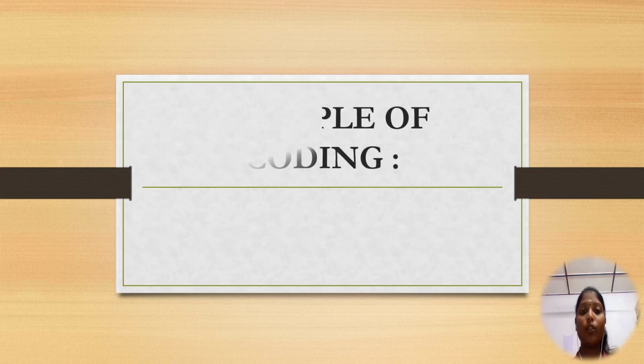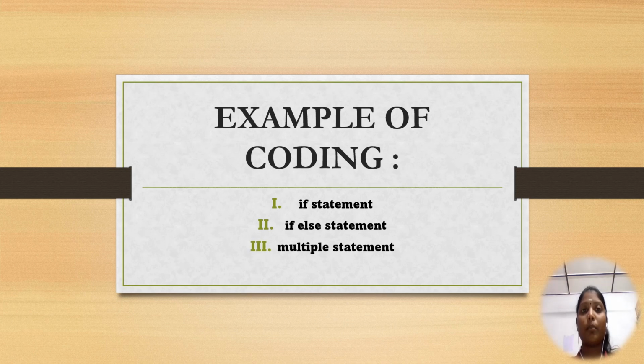Okay, I'm going to explain the examples of coding, which are separated into four. The first one is the if statement, the second one is the if else statement, the third one is the multiple if statement, and the fourth one is the nested if statement. So today we are going to see these four example codings and the output.